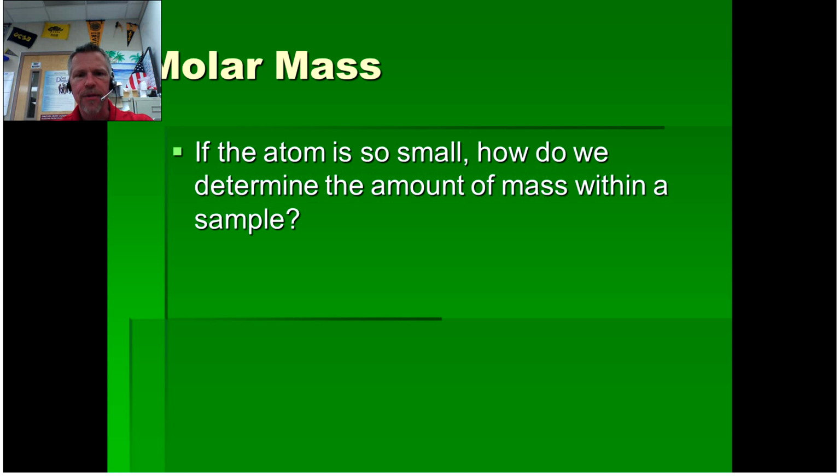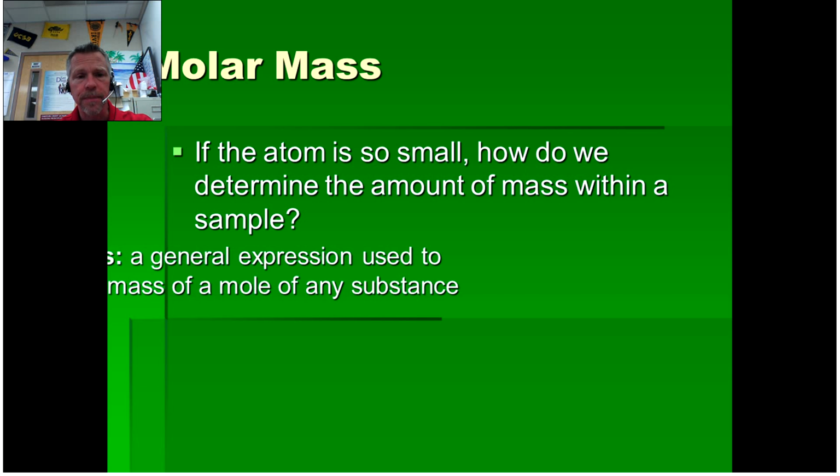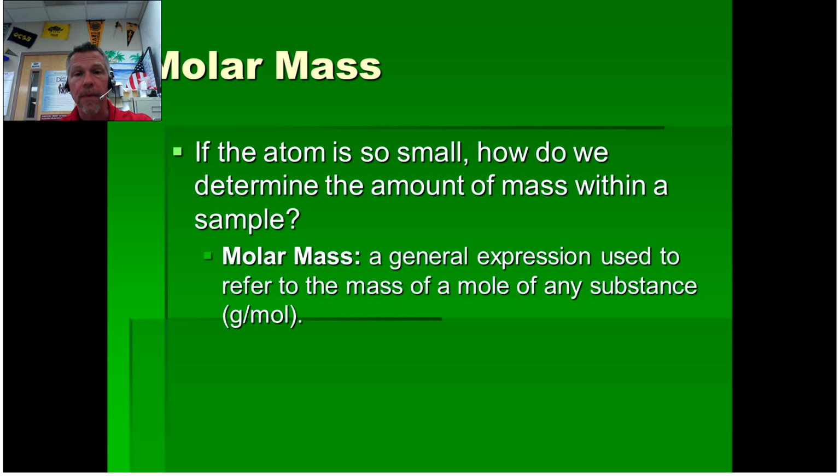As we said before, the atom is small. So how can we find out the number of atoms in a sample? Well, this time I'm talking about the specific sample of some kind of compound. How do we determine the mass of a very small sample? Well, we use this concept of molar mass, and a molar mass is a general expression used to refer to the mass of a mole of a substance. The units for molar mass are grams over mole. So in other words, this is the number of grams that a mole of something weighs.